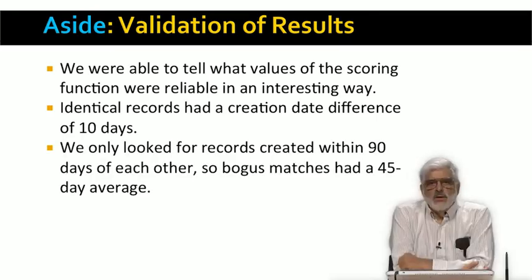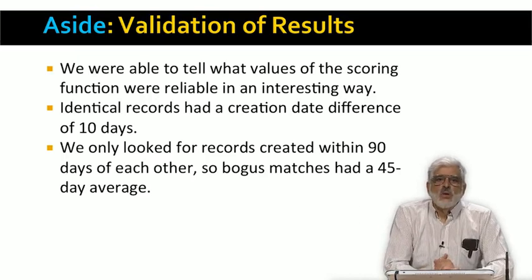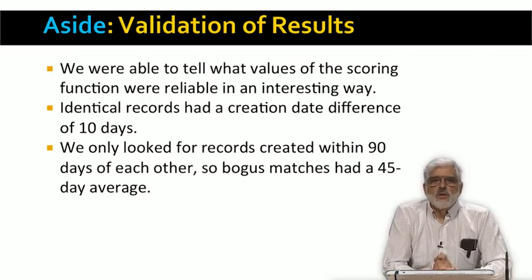On the other hand, in order to reduce further the pairs of records we needed to score, we only looked at pairs of records where the A record was created between 0 and 90 days before the B record. Now, if you take a random A record and a random B record, where the A record happens to have been created between 0 and 90 days before the B record, you'll get an average delay of 45 days. These records are almost certain to represent different people because they were chosen at random.